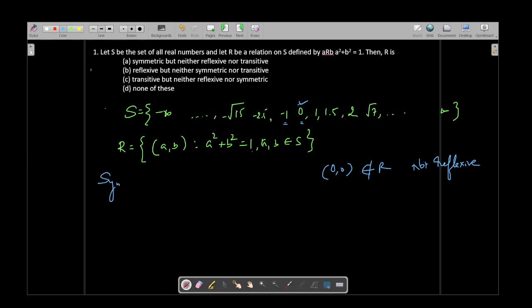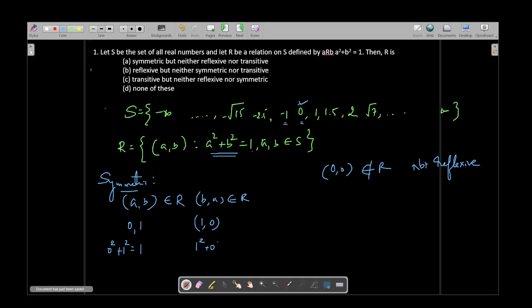For the symmetric property, we know that for every a comma b which is a member of R, if b comma a is also a member of R, then it is symmetric. Like let's say 0 comma 1, which satisfies this condition because 0 square plus 1 square is 1, and the reverse of this, which is 1 comma 0, also satisfies this condition, 1 square plus 0 square, which is 1. So this is also a member of R.